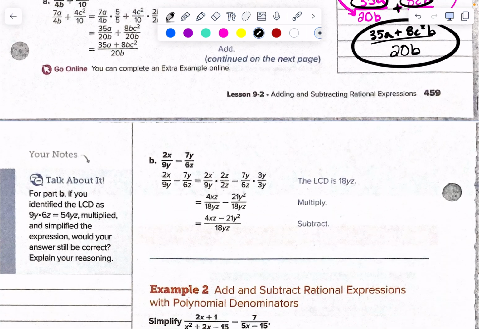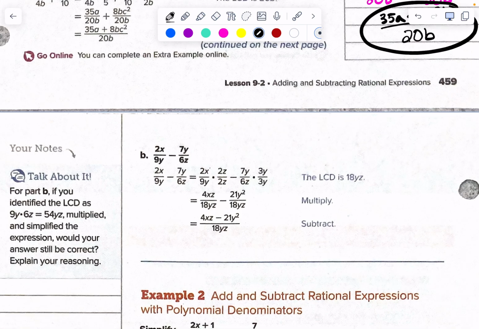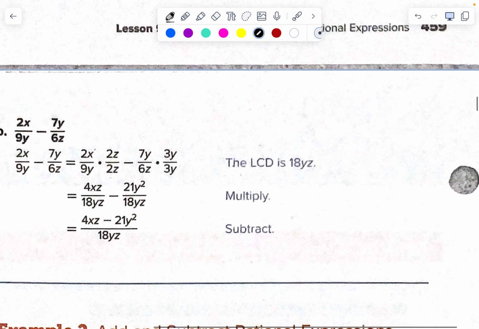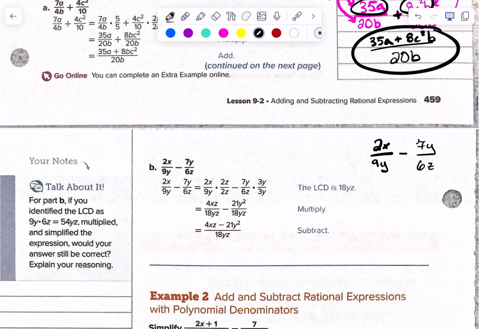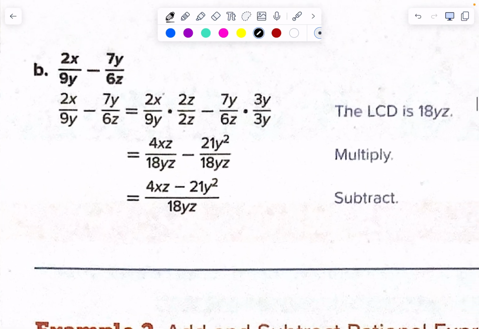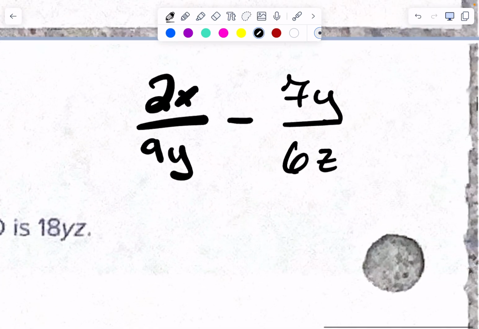Okay, let's go down and do part B. Here we go. I'm going to put it off to the side over here. So 2x over 9y minus 7y over 6z. This is the top of page 500. We're on part B. I just rewrote them over here in the corner.